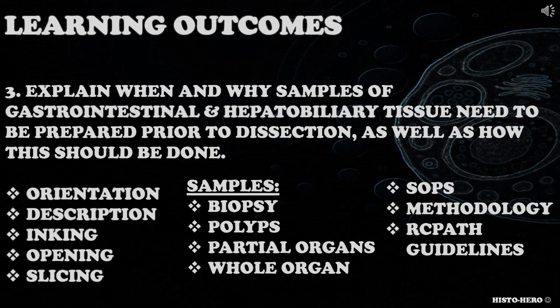Consider orientation, weight, measure, inking, opening longitudinally, slicing. Consider sample types you might receive in your lab like biopsies, lobes, wedges, partial or whole organs and the difference in how you prepare them. The steps might be specific to each department but consider SOPs, methodology used or RCPath guidelines.